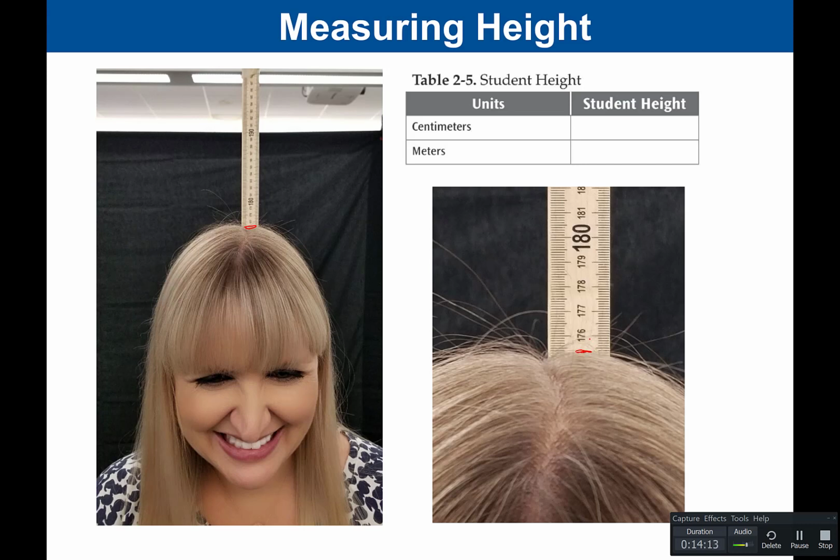So notice here's 176. So that means 175 is beneath here. So 175 point, and then come up with what you think for the decimal point. You're going to put that for your centimeters. This is measured in centimeters, so you need to convert between centimeters and meters. So do your conversion and then write my height in table 2.5 in meters.